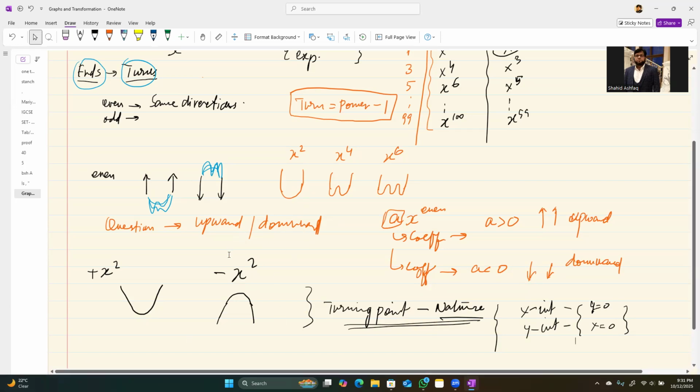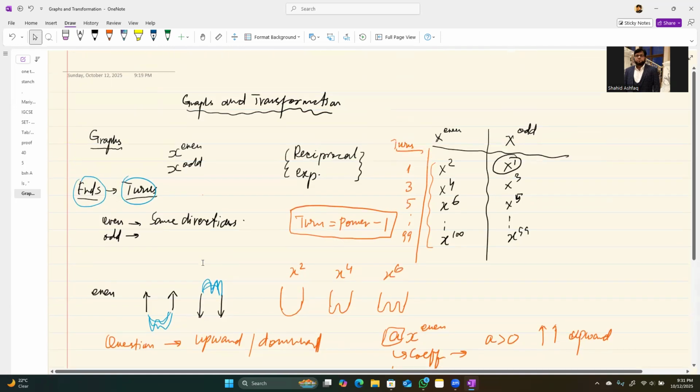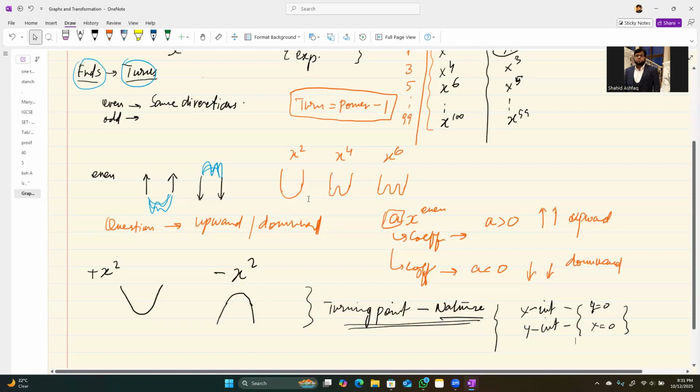For the very first one, we talked about the even power. We said that an even power always has the ends in the same direction, either upward or downward, and due to the power, we decide the number of turns. That's how we need to go about it.